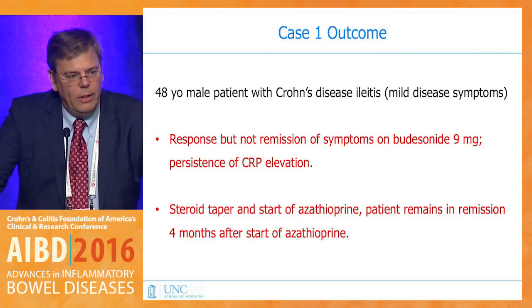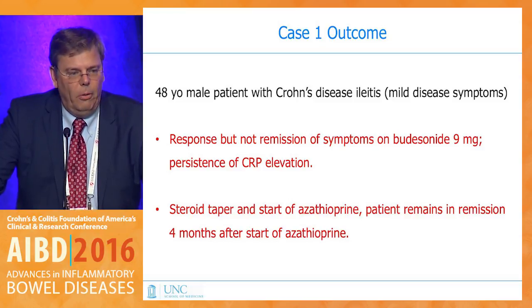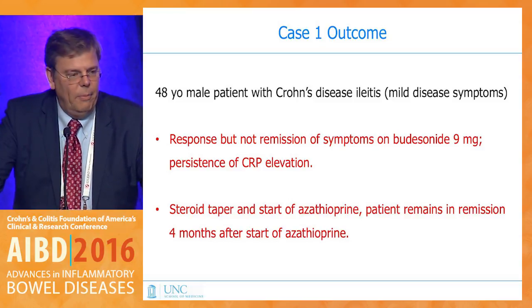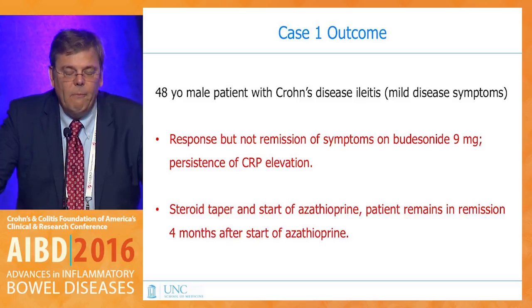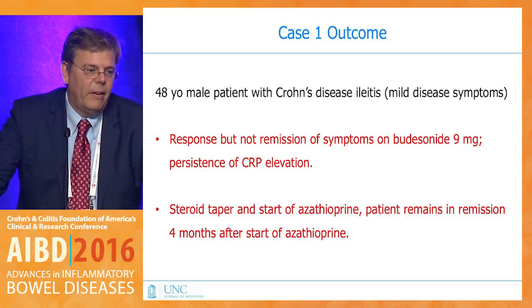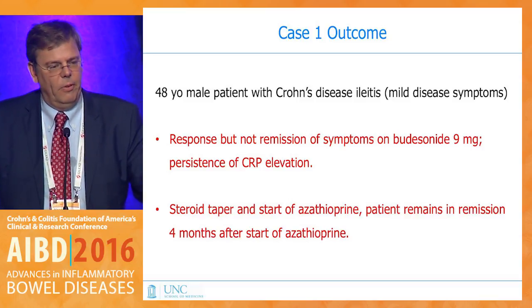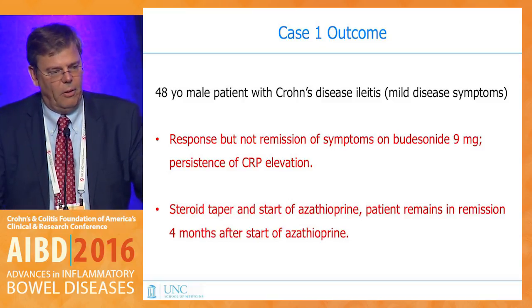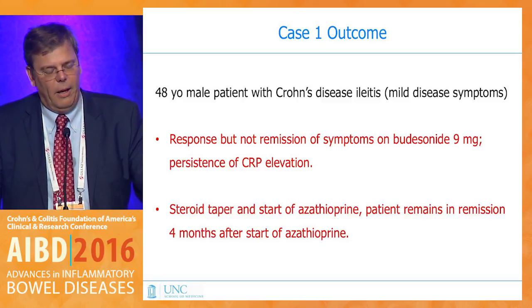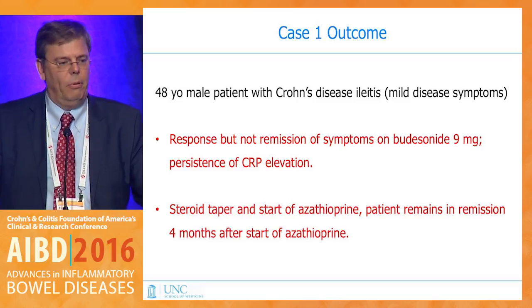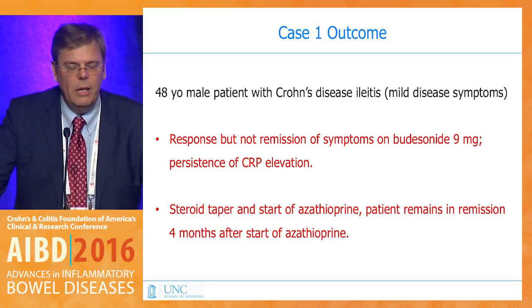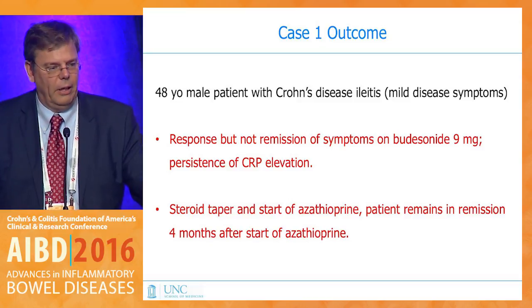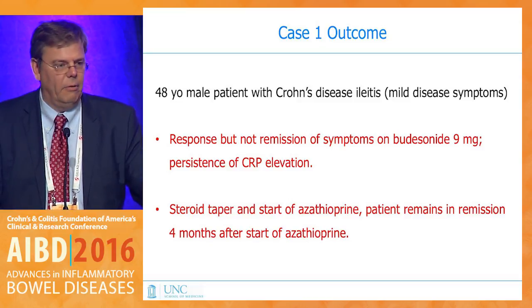We look at the outcome. The patient with the mild Crohn's ileitis, which I showed you at the beginning, was started on budesonide, had some improvement of symptoms, but not really, had persistent CRP, and then he underwent a steroid taper. Because he had these persistent problems with budesonide already, we knew he needs a maintenance therapy and he was then started on azathioprine and is since then in remission.